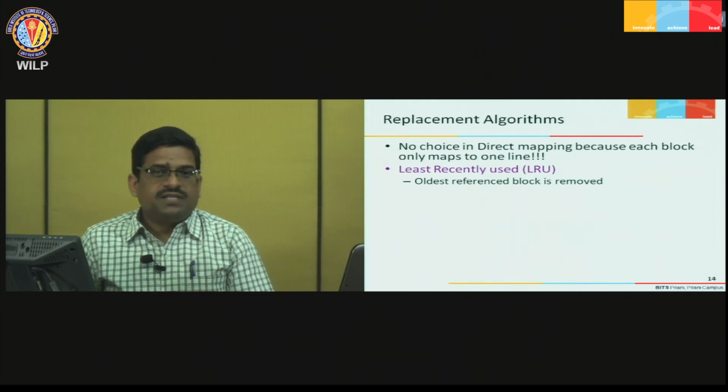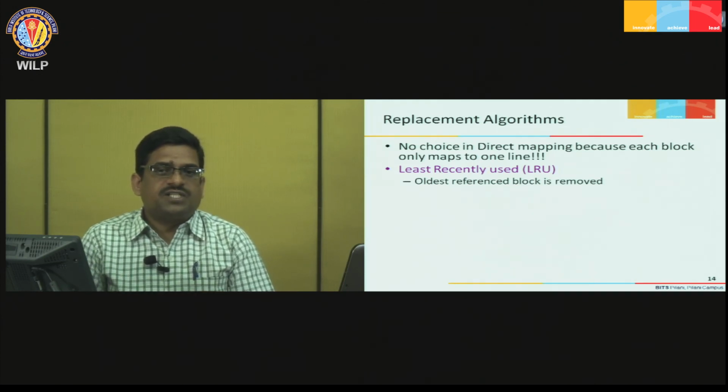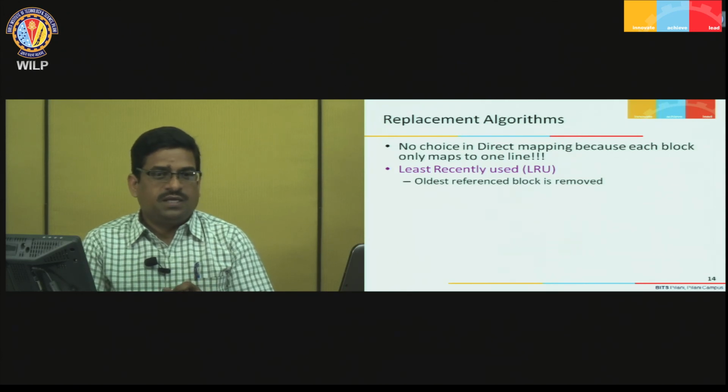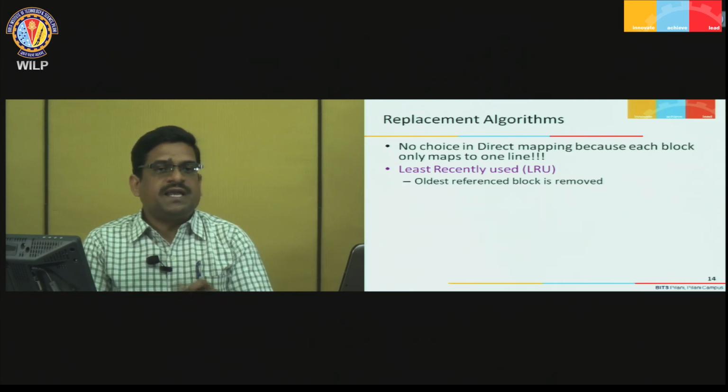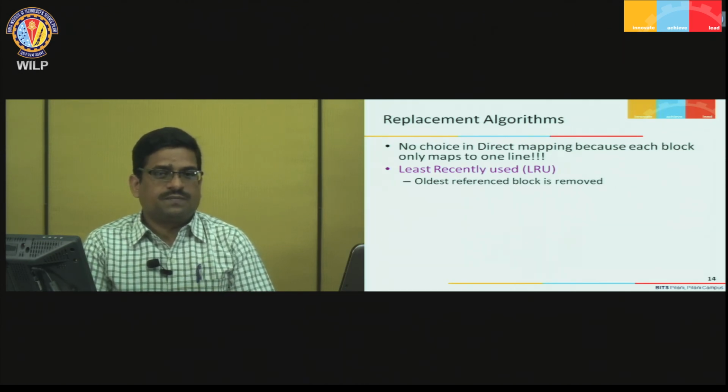In case of the least recently used, the oldest referenced block is removed. In the set associativity, it will be the oldest referenced block within the set. You cannot go across the set. In case of the fully associativity, any line from the cache memory can be removed which was referenced by the processor long back, the oldest reference.